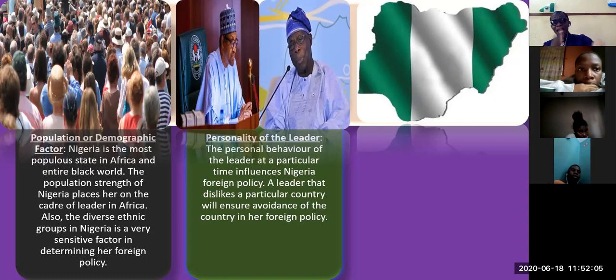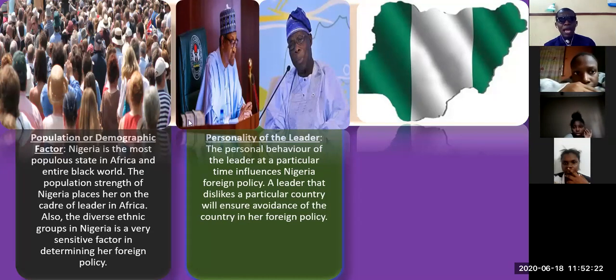As a matter of fact, if you compare the foreign policy embarked upon by Obasanjo and Buhari, you will see some differences. The differences are based on the fact that Obasanjo has his own personality and General Muhammadu Buhari also has his own personality, and he acts based on his own beliefs. So the person you are, your philosophical beliefs, your likes and dislikes as a leader of a country determine who you relate with. So the leader, the president of a country, in most cases is a factor that determines the foreign policy a state will embark upon. I don't know if that is well understood.